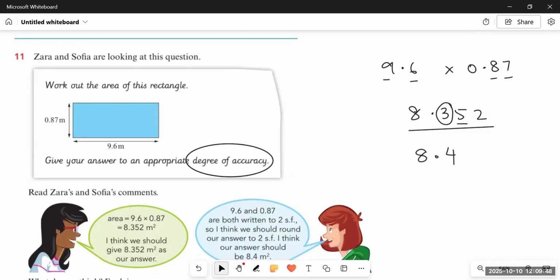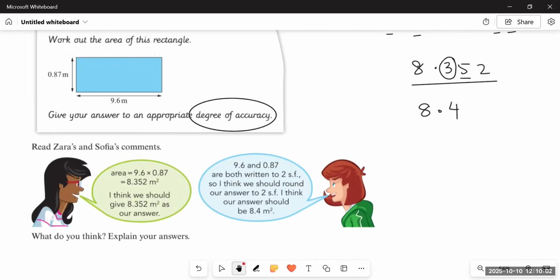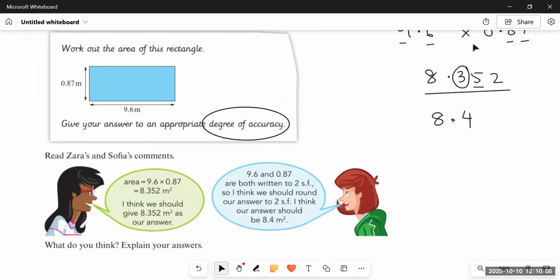Now, what do we have to do? We have to think, what do you think? Explain your answers. So yes, Sophia is absolutely correct because the reasoning that Sophia is providing is valid. Usually the convention is that answers are given to the same accuracy as the numbers in the question. So we will say that yes, Sophia is correct.